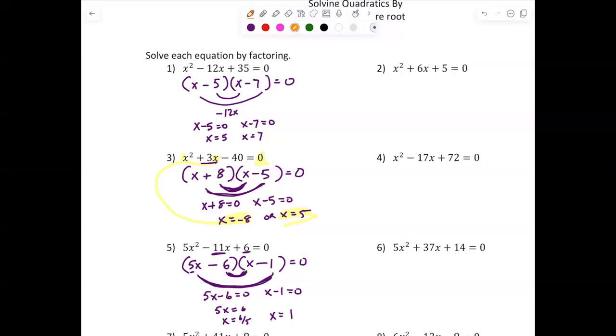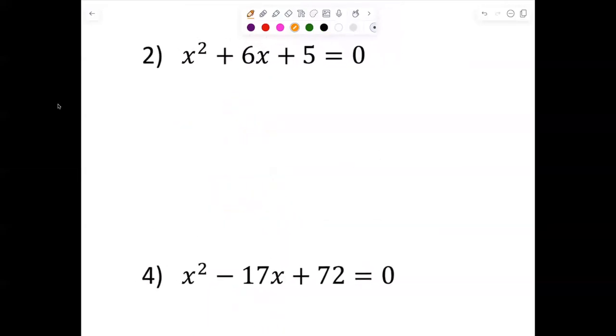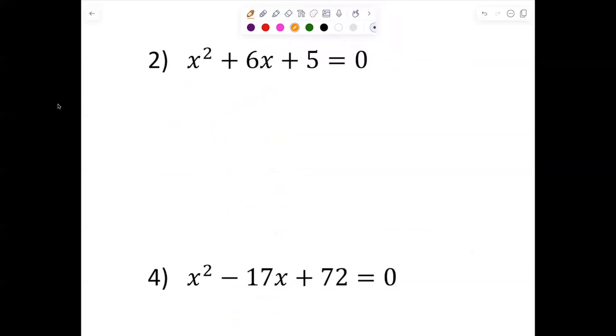Go through. The first set of problems are just a review. We already know how to do this. All right, so it's just a matter of you deciding now if you remember. So when you're solving by factoring, obviously you just factor first.